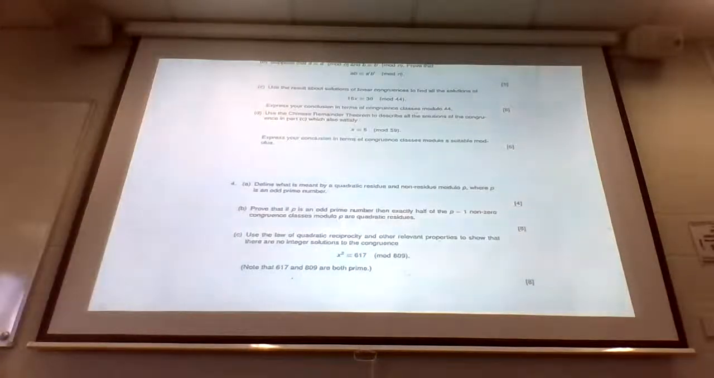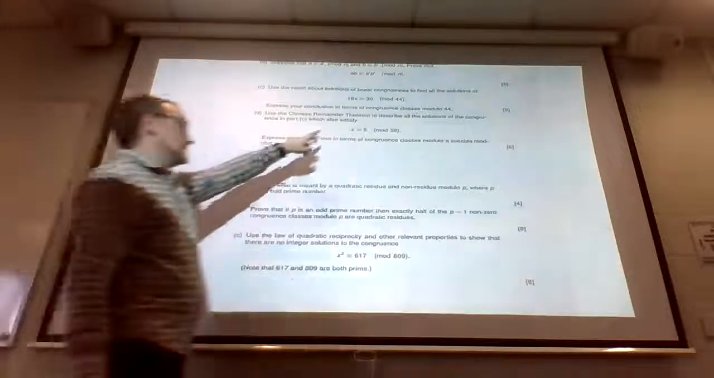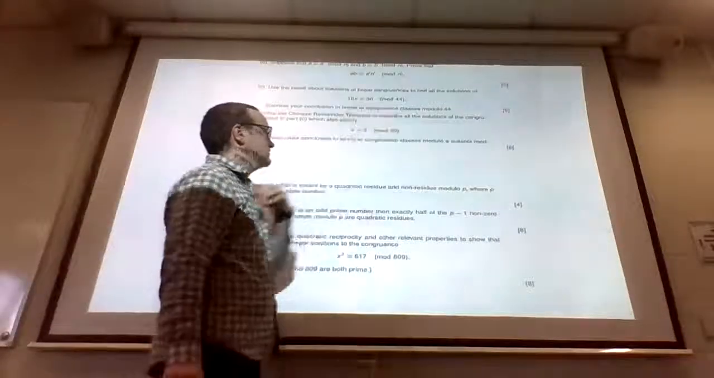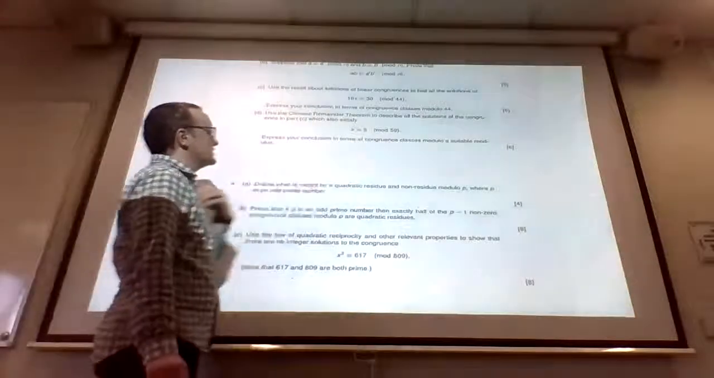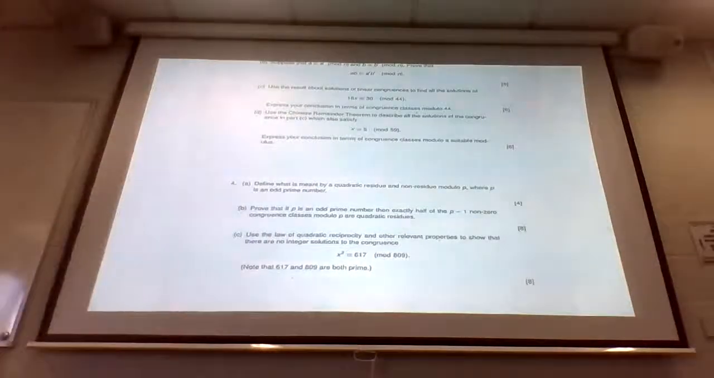And then in part D, we're given an additional linear congruence, which is just the declaration of a congruence class mod 59. You're asked to find all the solutions of the congruence in part C which also satisfy this. So you're looking for simultaneous solutions of those two. But again, as long as you're familiar with the Chinese remainder theorem, you'll have the precise statement of it there.